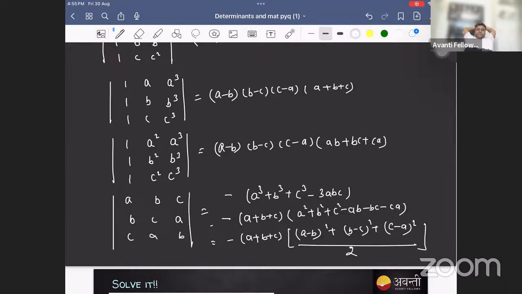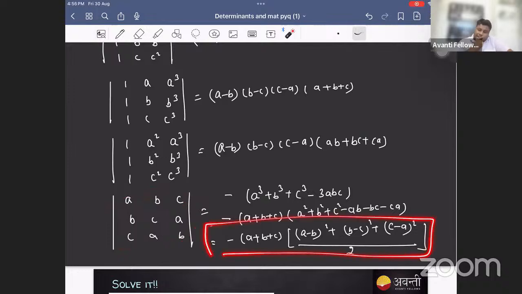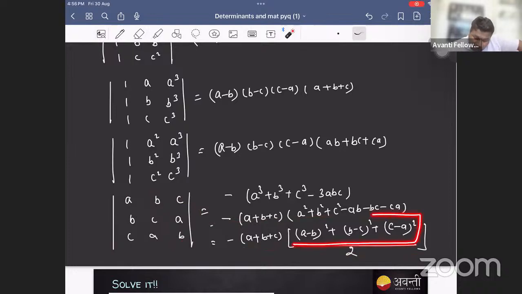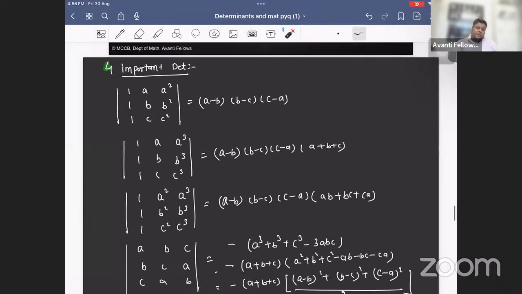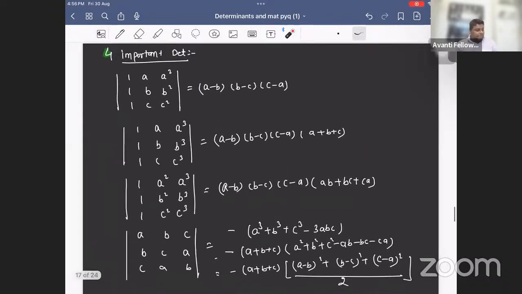Got it? Now say in an equation they are telling you a, b, c are the sides of a triangle and this is 0. Now, a plus b plus c cannot be 0. So this is 0 means the other factor is 0. And that is possible only if a equals b equals c. So these are the 4 important determinants which I wish you could remember. That will be very useful and very frequently used in certain questions in every exam.